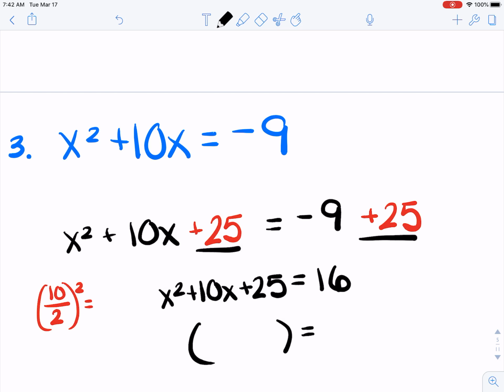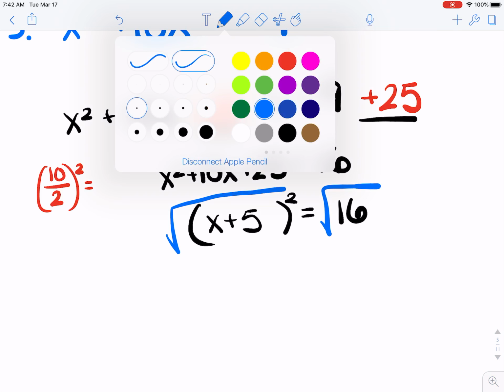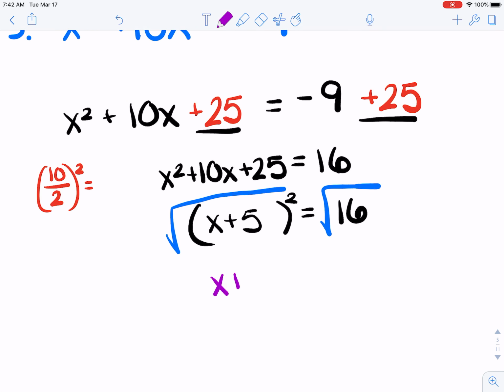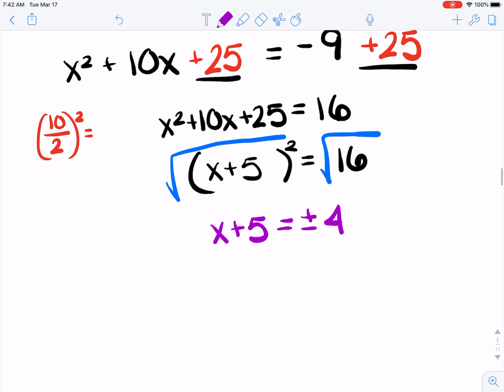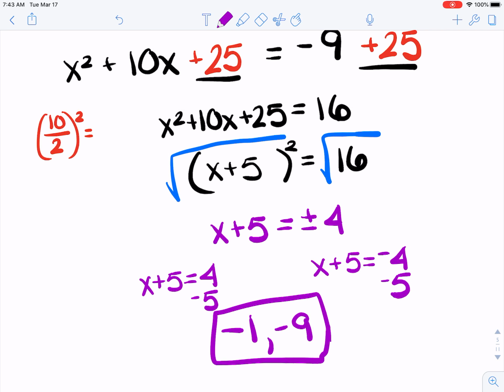Now I'm going to write this in factored form. X plus 5 squared. My next step is going to be to take the square root. This gives me x plus 5 equals plus or minus 4. This one was a pretty one because 16 was a perfect square. Again, I'll separate the two into two easy algebra equations, one equaling positive 4 and one equaling negative 4. And you get your answer of negative 1 and negative 9.